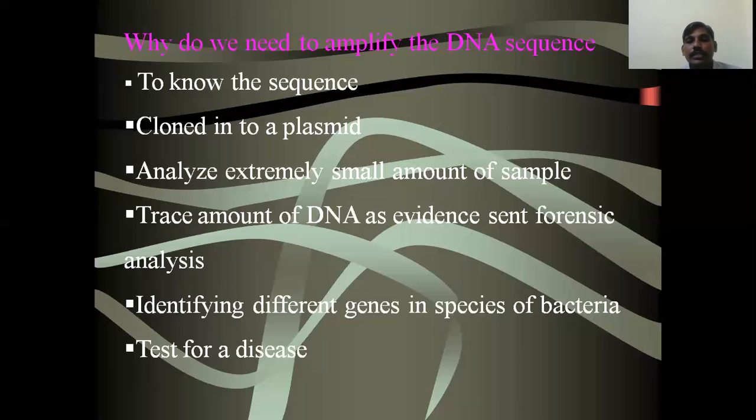Identify different genes in species of bacteria. A genus of bacteria contains different species, and these species produce several types of antibiotics. What are the differences in the genes? We can easily conclude this by the PCR technique, and test for a disease also. So that's why we need to amplify the DNA sequence to carry out the research process.